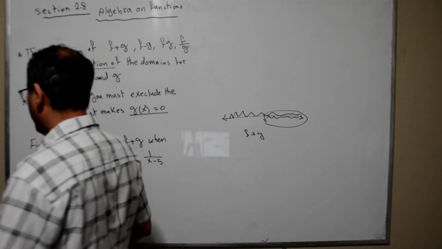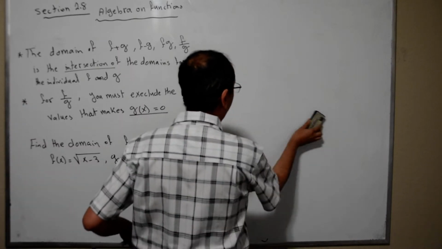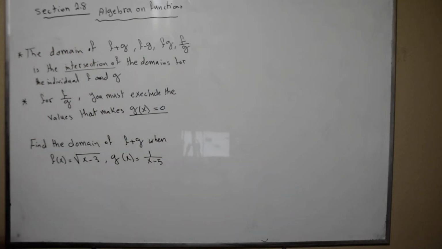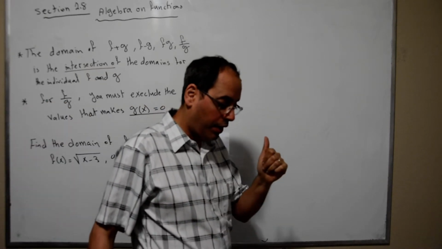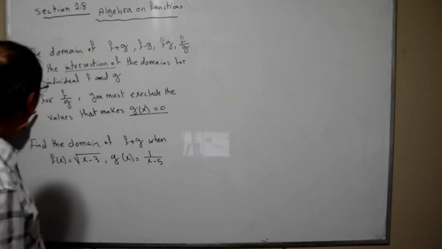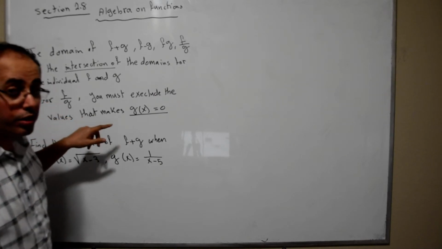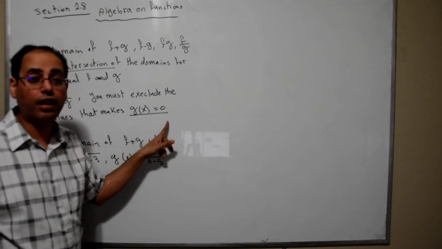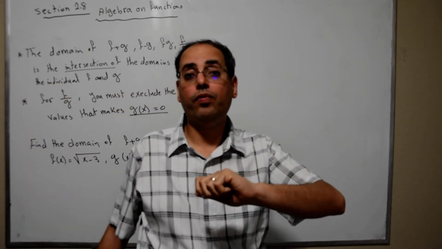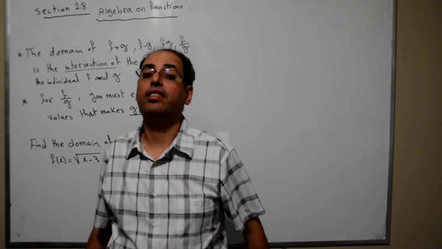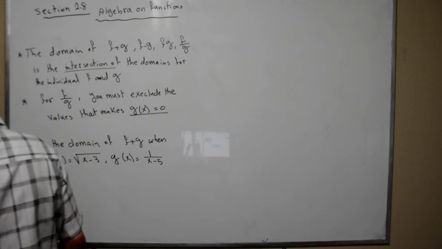Alright, let's get an example to find the domain of two functions together. Watch that when I have a domain of f over g, I have to consider that g of x cannot be 0. So I have to exclude the value of x that makes g of x 0. Let's get an example about that.